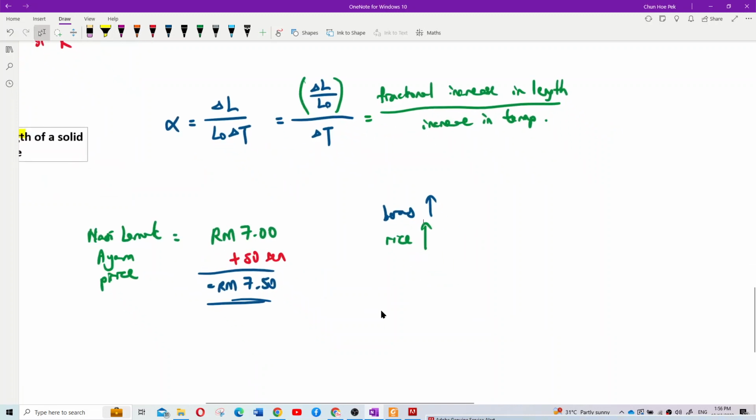So the fractional increase in the nasi lemak is the change of price over the initial price. I treat it like the change of length over the initial length. So how much is the change? 0.5.